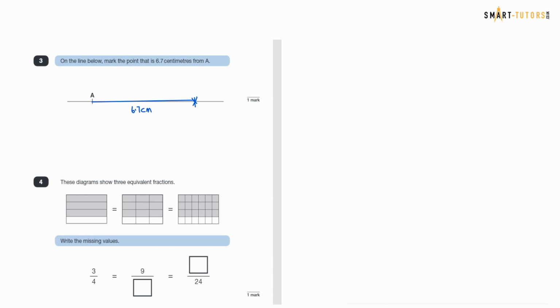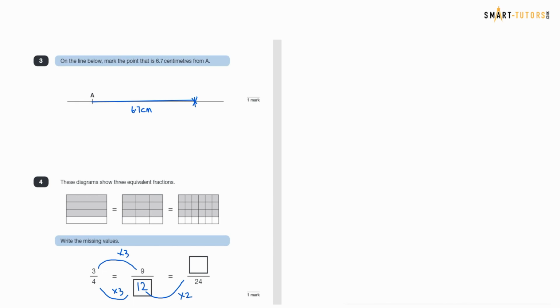Question number 4. I will ask Adrian's help here. This diagram shows 3 equivalent fractions. Write the missing values. So the first fraction that they have given us is 3 over 4. So to make it from 3 to 9, you have to times 3. So you have to do the same with the denominator, which is 4. That equals 12. And the denominator on the third fraction is 24. And on the second fraction it is 12.